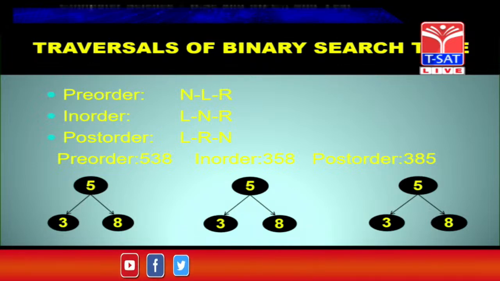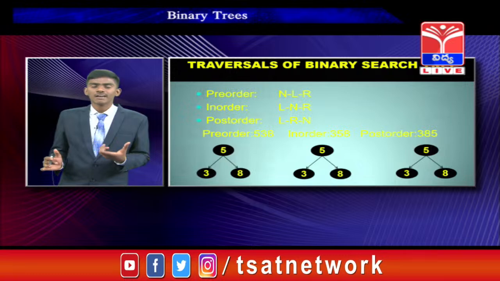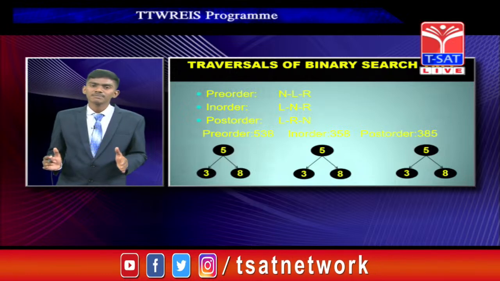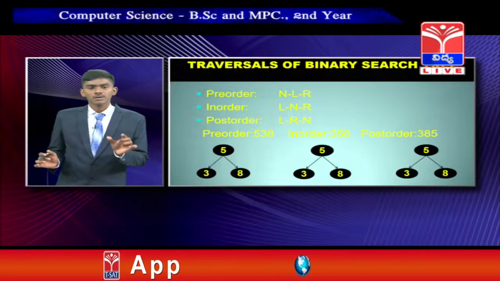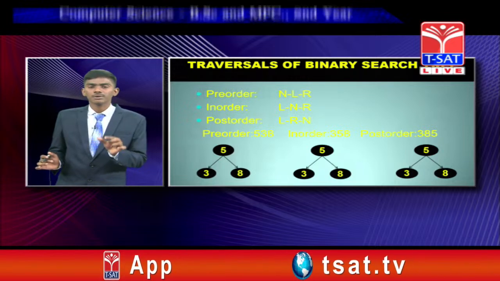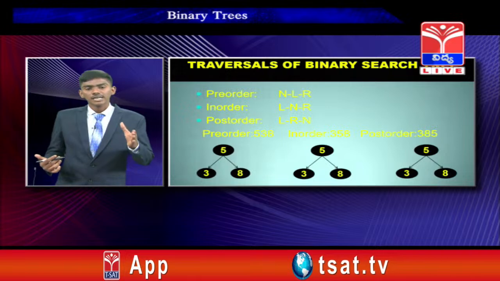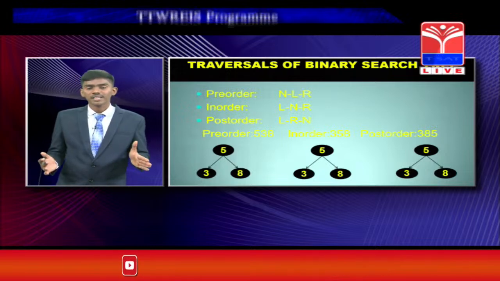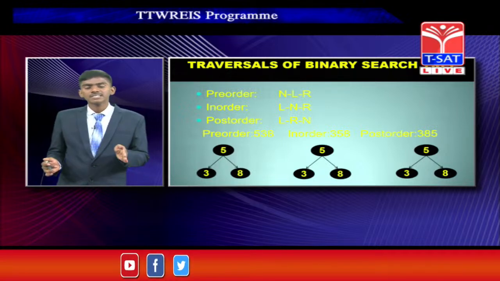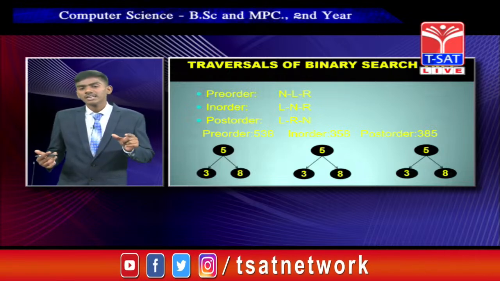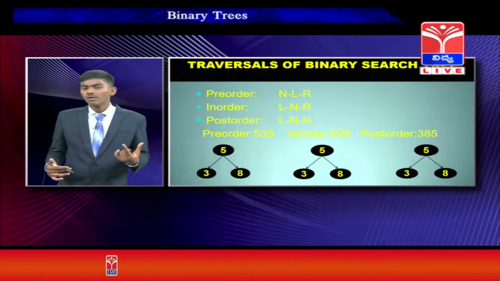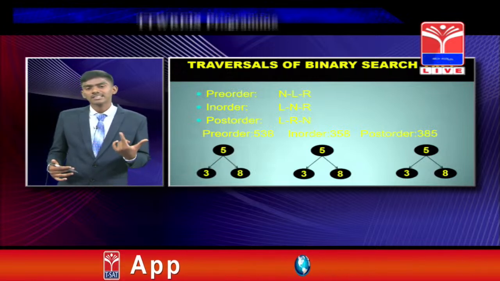In this tree, we perform a pre-order traversal. Pre-order traversal means that we visit the root node first. First we visit the root node 5, then we visit its left node, that is 3, and then we visit its right node, that is 8. So we have the order of data elements: 5, 3, 8.